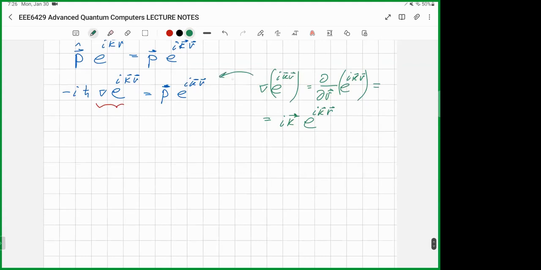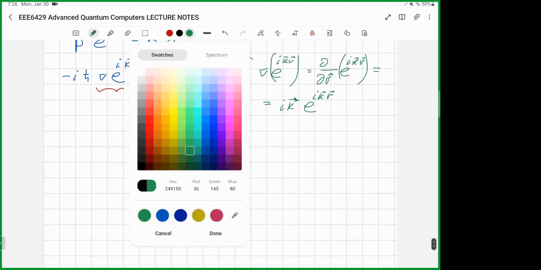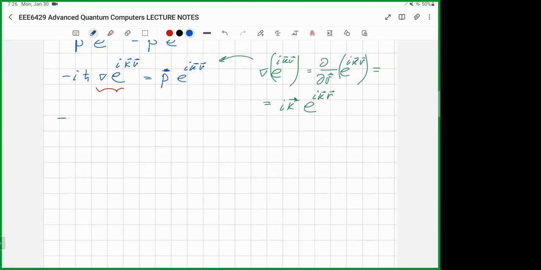Right, so I plug in this here, and what I get is minus iħ times ik e to the power of ikr equals momentum times e to the power of ikr. So at this point, I can cancel the exponential functions. i times i gives me minus, and minus times minus gives me plus.